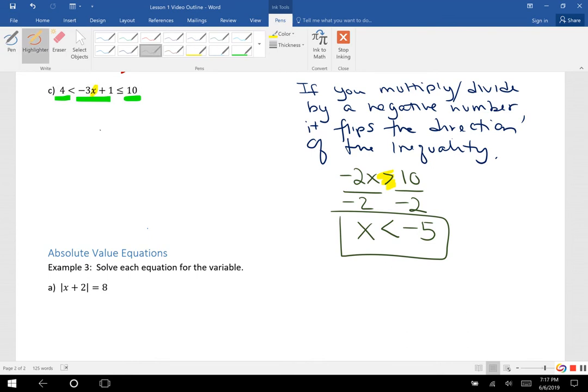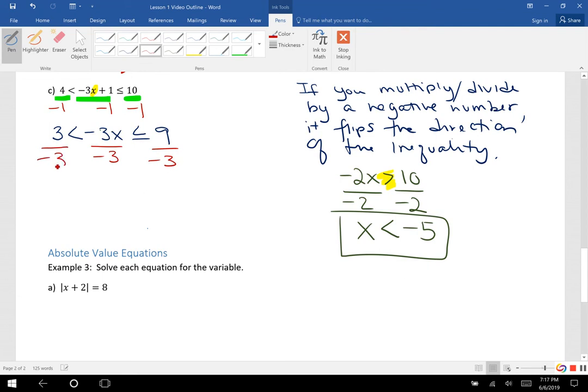And so if I want to get this x by itself right here, well, let's see, we've got to get rid of the plus 1. So I'm going to subtract 1 from all three pieces. That gives me 3 less than negative 3x less than or equal to 9. And then we need to get rid of the negative 3. So once again, we do that to all three parts of the inequality.